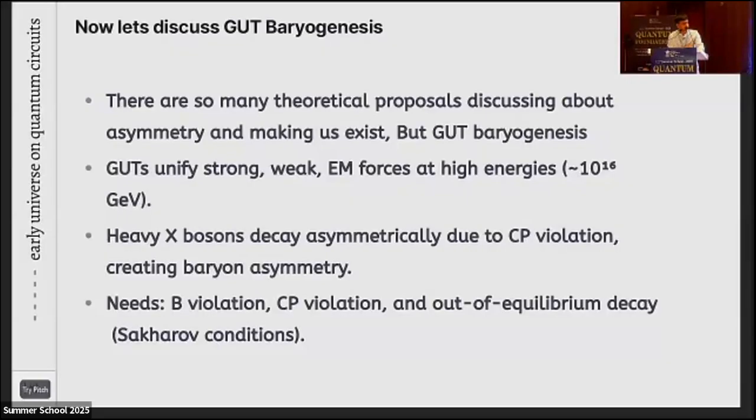But there are also many theoretical proposals, and Grand Unified Theory baryogenesis is, I think, one of the simplest and best proposals for explaining the asymmetry after the Big Bang. It talks about strong, weak nuclear forces and electromagnetic forces at high energies, and at the X boson decay, the asymmetry happens due to the CP violation.